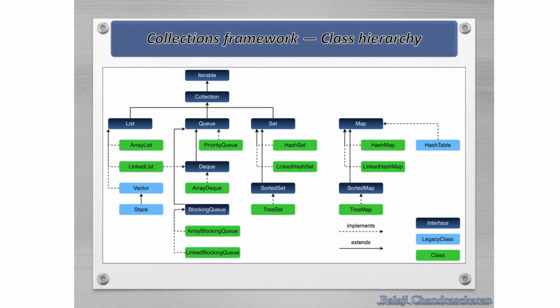Map is one of the other top level interfaces in the collection framework hierarchy to represent a collection of key value pairs. It does not extend Collection directly, but is considered part of the framework. It's implemented in some of the classes such as HashMap, TreeMap, LinkedHashMap, and Hashtable.